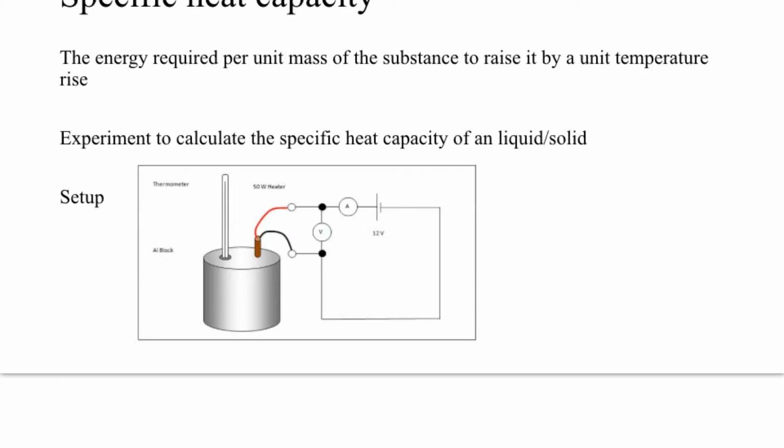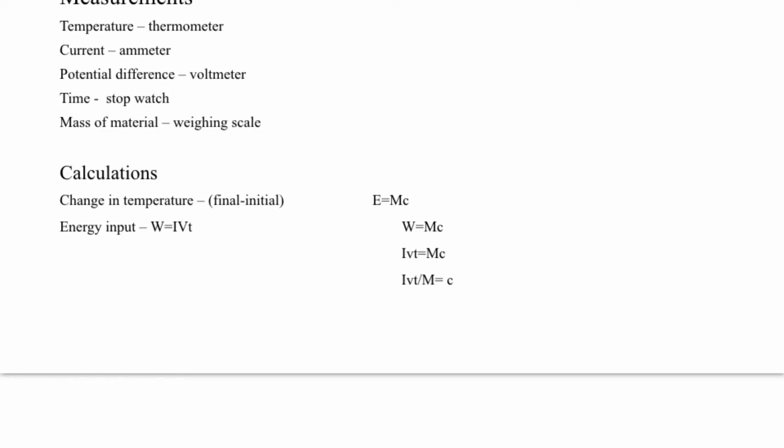The setup is shown here. We have a material. This can be liquid or solid. We have a circuit with a power supply, an electrical heater, and a thermometer to measure temperature. The measurements that need to be made are: temperature, which is done by a thermometer; current of the electrical system, which is done by an ammeter; potential difference by a voltmeter; time by a stopwatch; and mass of the material, by a weighing scale.